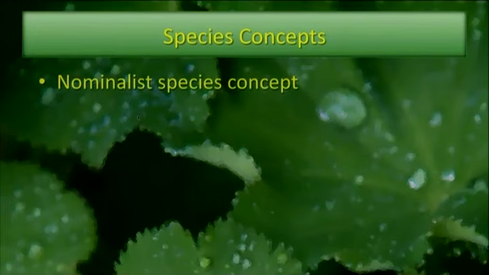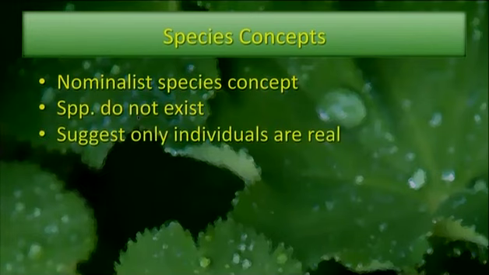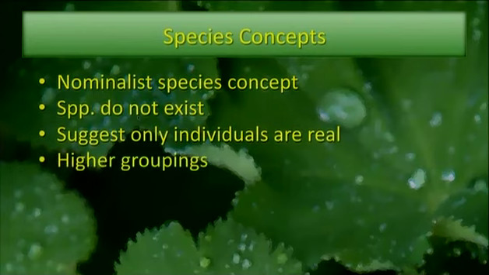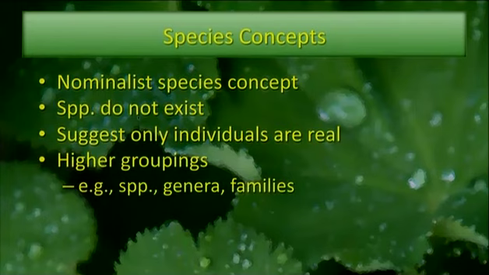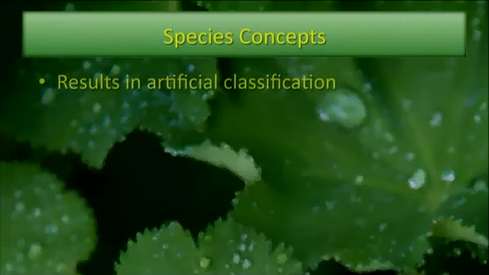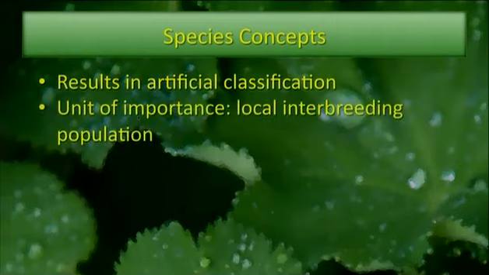Then lastly, we have the nominalist species concept, where species themselves do not exist. They suggest that only individual organisms are real. Any determination of higher groupings, such as genera, families, and species, results in an artificial classification. So in this nominalistic species concept, the unit of importance is the local interbreeding population.